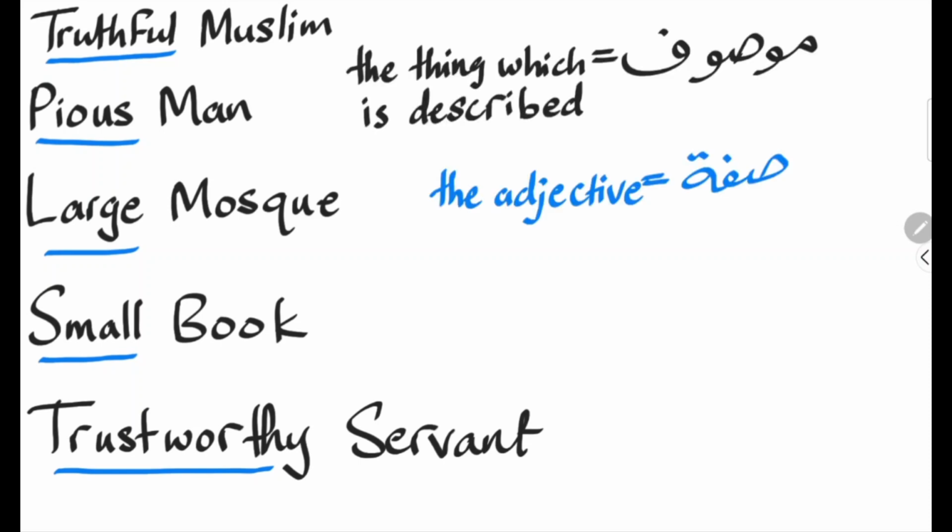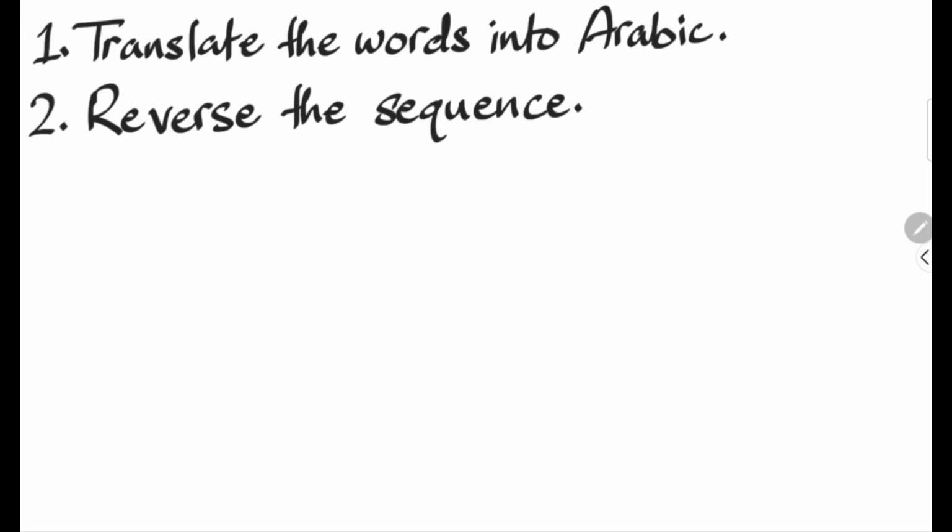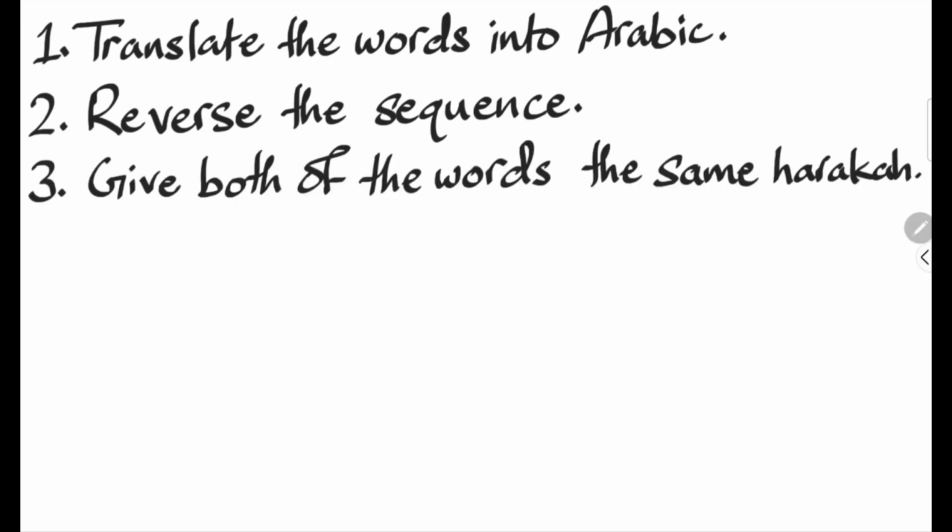Now, if you do want to convert a sentence that involves موصوف صفة, or a phrase which incorporates an adjective, you just need to follow 3 simple steps. It's very easy. Number 1, translate the words into Arabic. Number 2, reverse the sequence. Bring the first word second and the second word first. And number 3, give both of the words the same exact haraka.